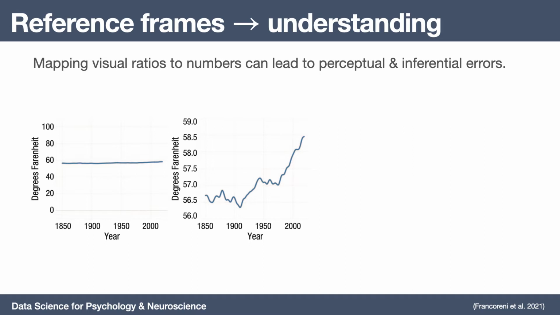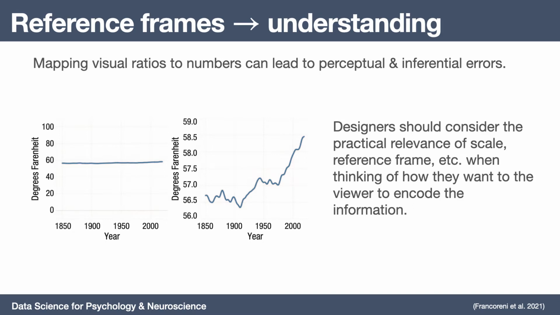However, if I reduce the scale to ranges that are within the normal variability of global temperatures, you see very quickly that we are showing this acceleration of global temperature that's linked to the effect of climate change. So sometimes the scaling of the reference frame or changing of the axis range is necessary in order to not hide effects. So designers need to consider the practical relevance of scale and reference frames when thinking about how they want the viewer to encode the visual information.